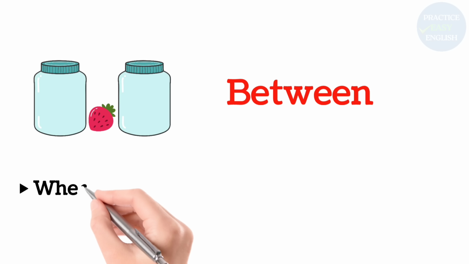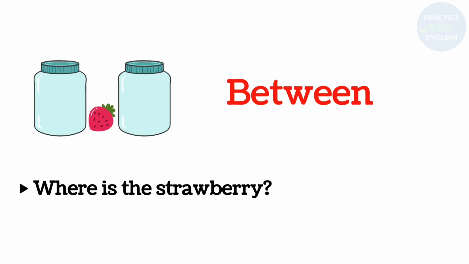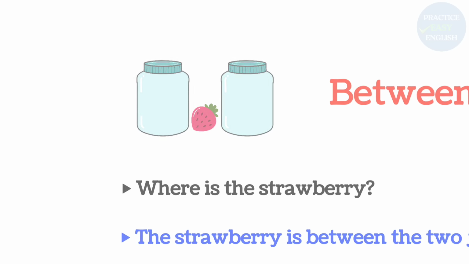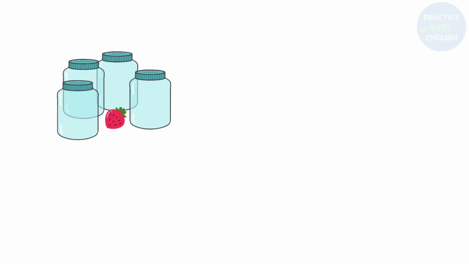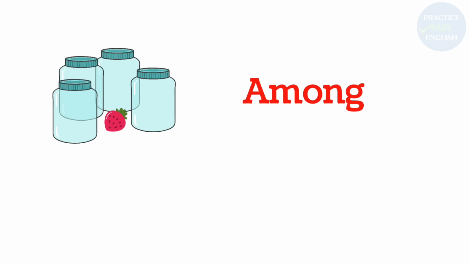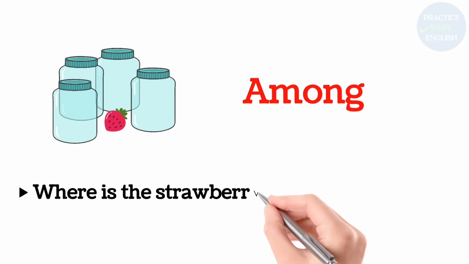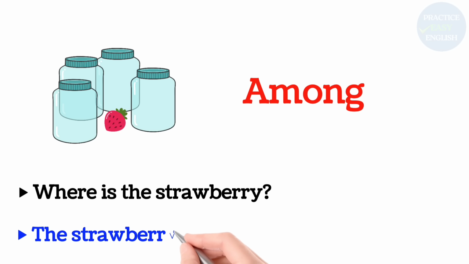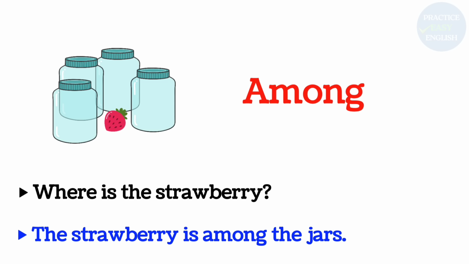Between. Where is the strawberry? The strawberry is between the two jars. Among. Where is the strawberry? The strawberry is among the jars.